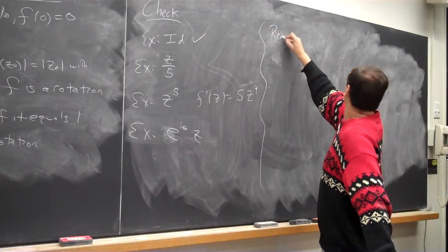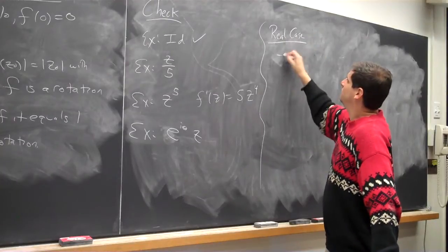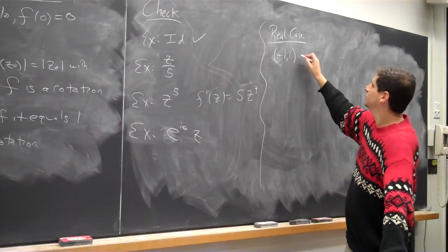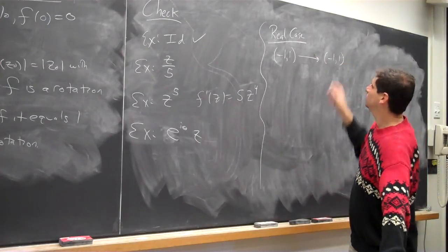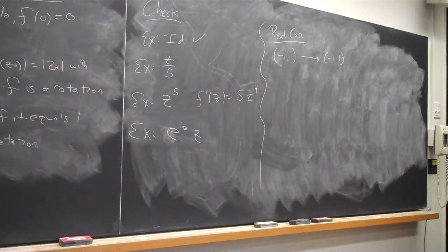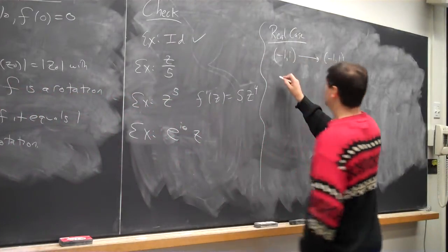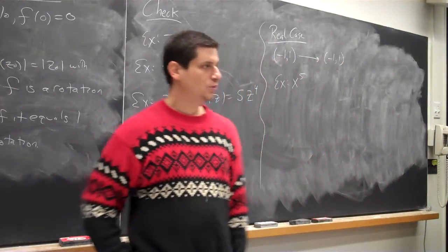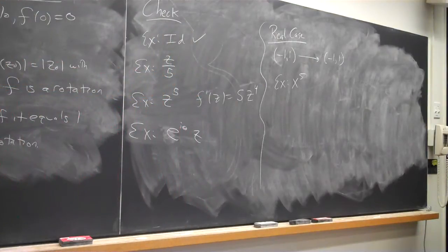So, real case. So we have -1 to 1. So I want to find maps from -1, 1 to -1, 1. Can you give me a map that does that? Identity. Okay, identity works. What else? x to the 5th works. And so we could try x to the 5th, and if we do x to the 5th, we're going to have exactly the same results as before. Anything else?